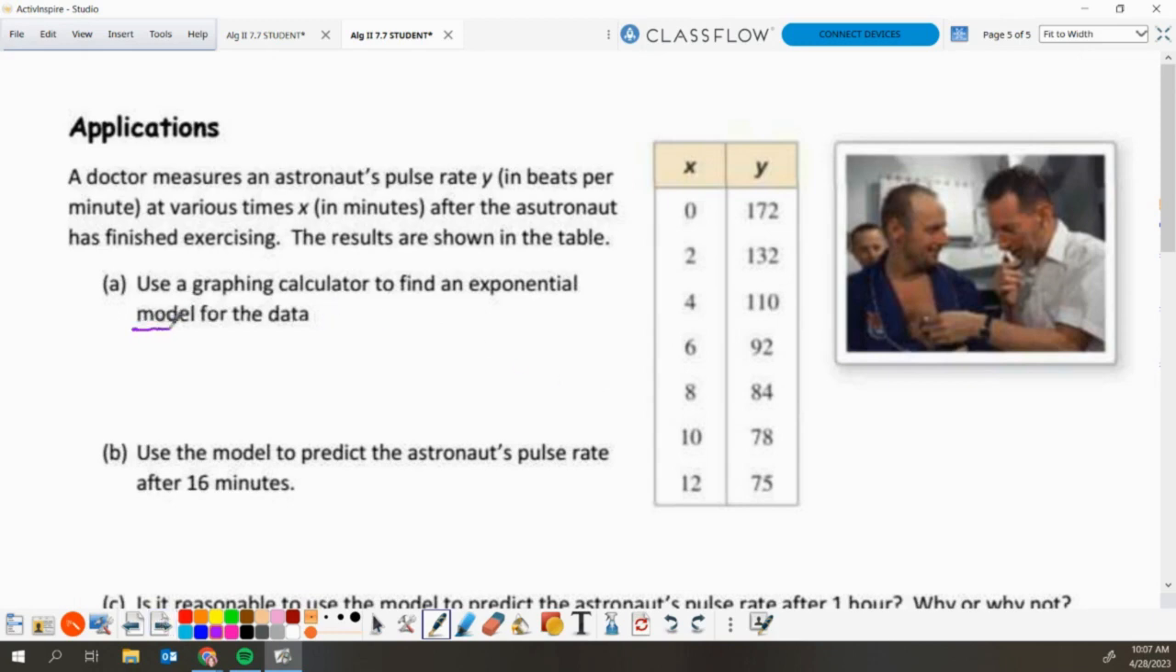So again, model tells me to do a regression, and it's telling me what kind of model to do. So I'm doing exponential. All right, so go ahead and get this data typed into stat for me. And let's see if we can come up with a model for this data. Give me an exponential equation.